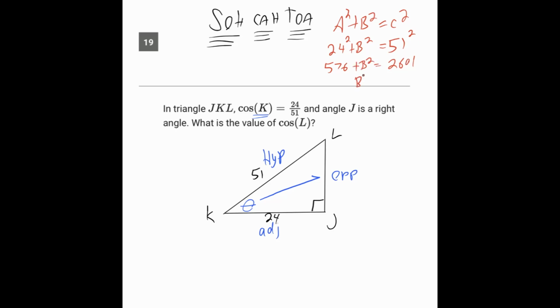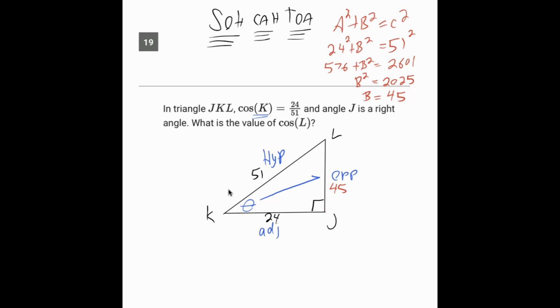Take away 576 from both sides, and you have 2,025. And now take the square root of both sides, and B is 45. So our missing side length is 45.